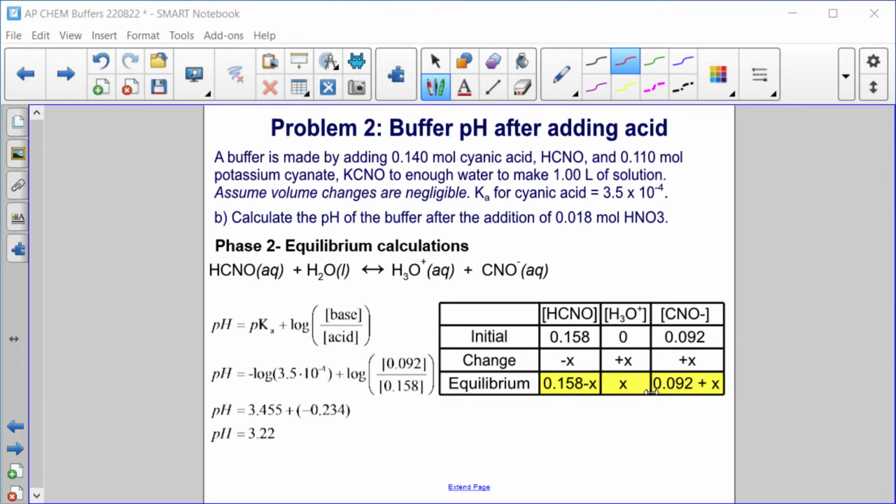Now, we could put these into a Ka expression and solve for x, assuming that the change is very, very small. Or we can use our Henderson-Hasselbalch equation, where pH is the minus log of the Ka, 3.5 times 10 to the minus 4, plus the log of the base concentration over the acid concentration. Remember that this is so small that we can assume it's negligible, and the initial and equilibrium concentrations would be the same. In that case, we get a pH of 3.22.